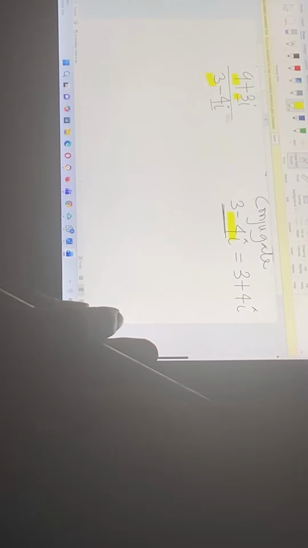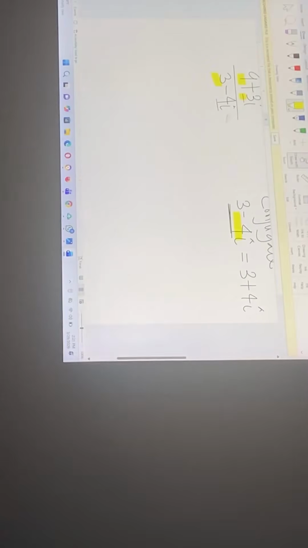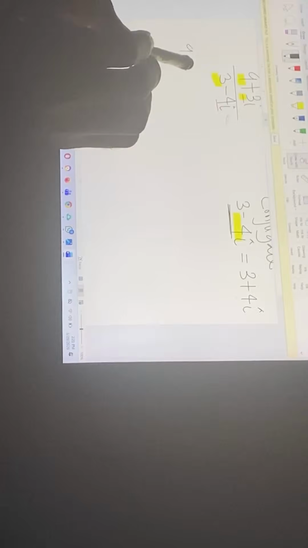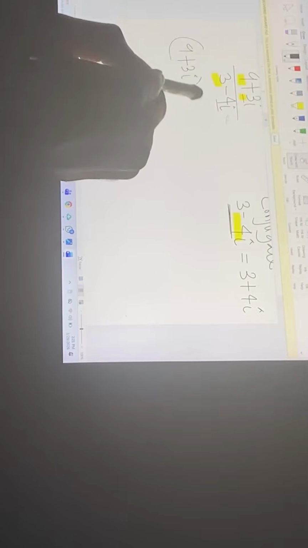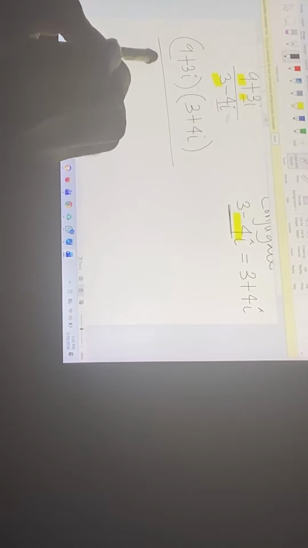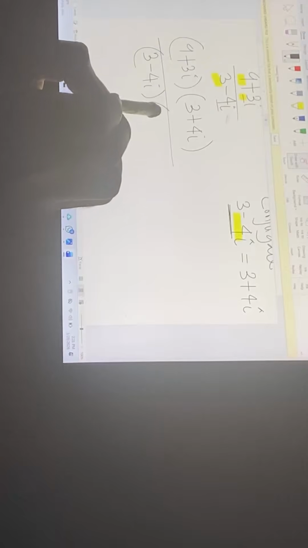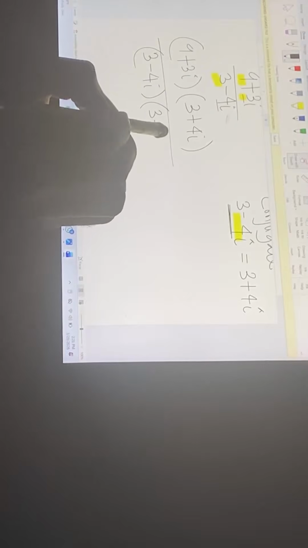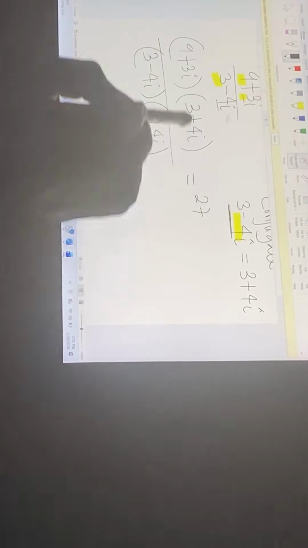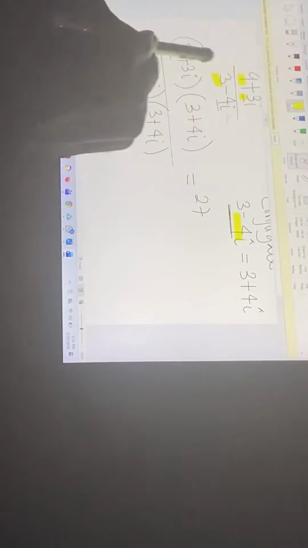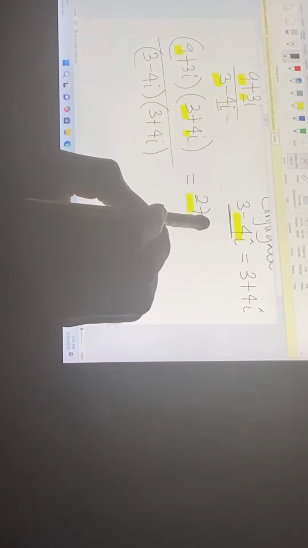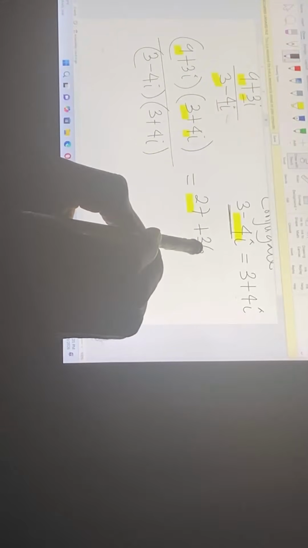I will multiply both the numerator and denominator by the conjugate of the denominator. So I will have something like this, class: 9 plus 3i times 3 plus 4i over 3 minus 4i times 3 plus 4i. So let's expand here. 9 times 3 will give us 27. 9 times 4i will give us plus 36i.